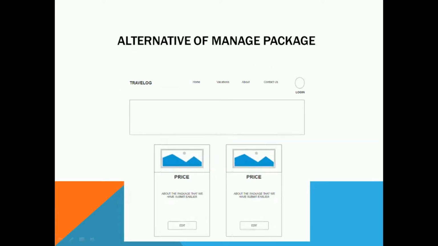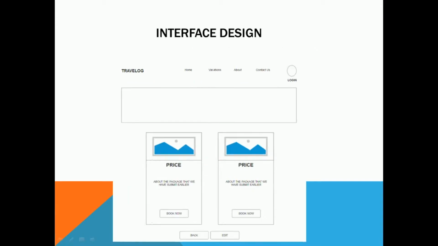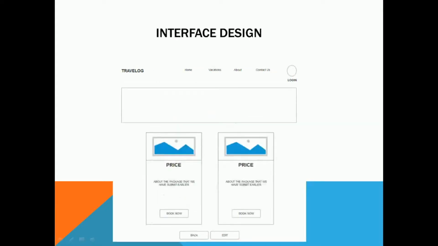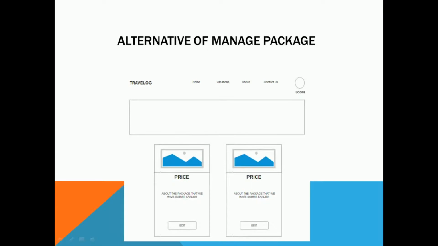display what the user entered here. And then if the user wants to edit, he will click edit, and it will be like this. The user will choose which package he wants to edit. Let's say he wants to edit this and this, and then it will be like this again.